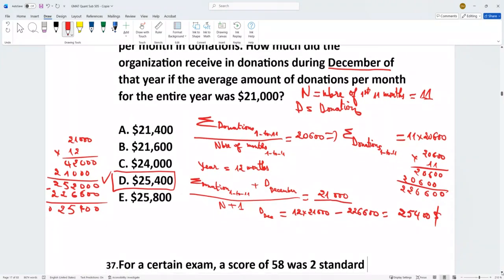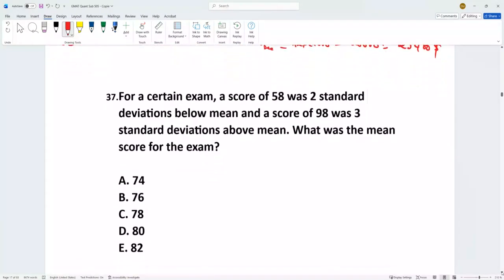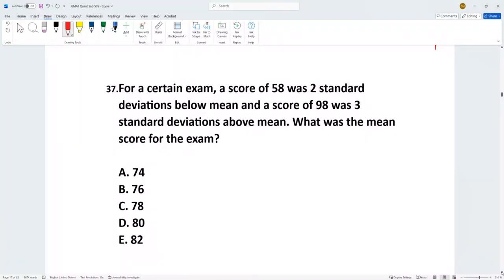Let's move to question number 37. For a certain exam, a score of 58 was 2 standard deviations below the mean, and a score of 98 was 3 standard deviations above the mean. What was the mean score of the exam?